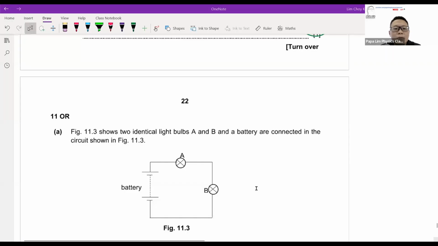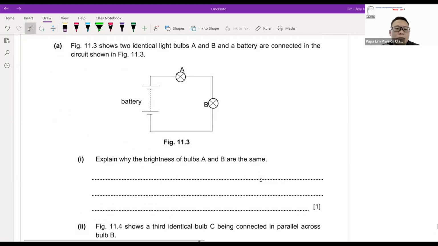For question 11, it's a circuit question with light bulbs. It's a basic circuit. The first question is, why is the brightness of light bulb A and B the same? Before we solve, one thing to caution students is that the question identifies that the light bulbs are the same, identical light bulbs.